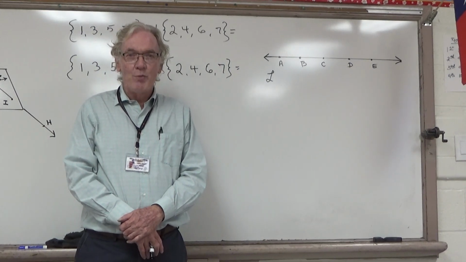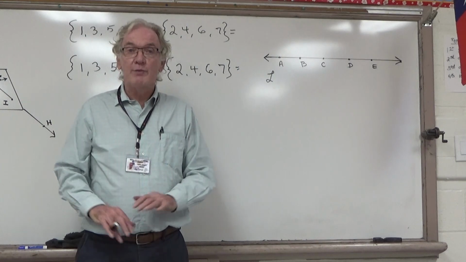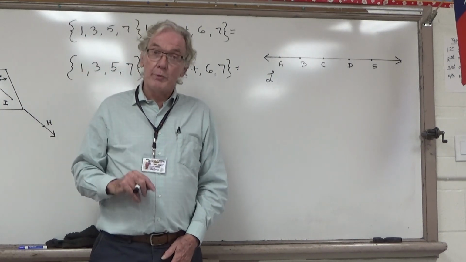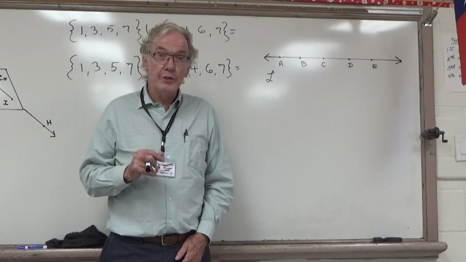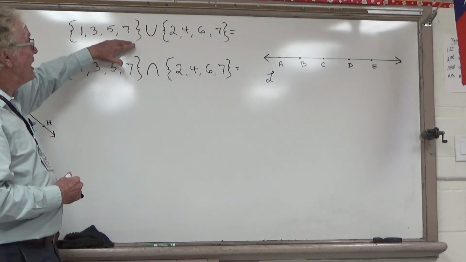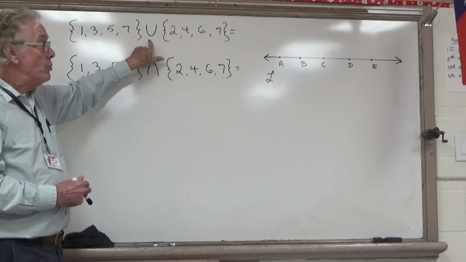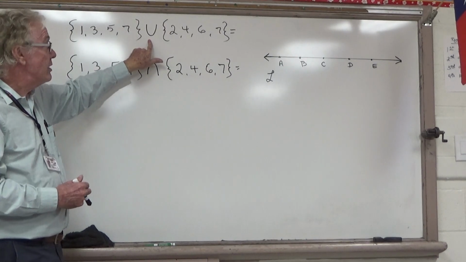Hi everybody, good morning. Today we're going to talk about intersection and union of common geometric figures. But let me start by reminding you about intersection and union just with these sets of numbers. Here I have the set of numbers 1, 3, 5, 7. And what about this symbol? This is the symbol for union. When we union two sets, we'll join them together.